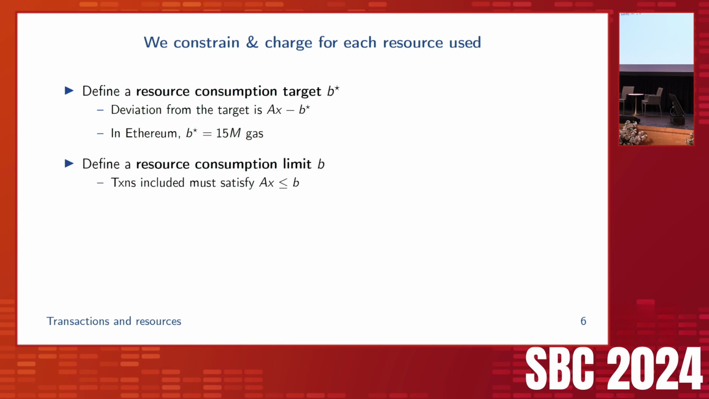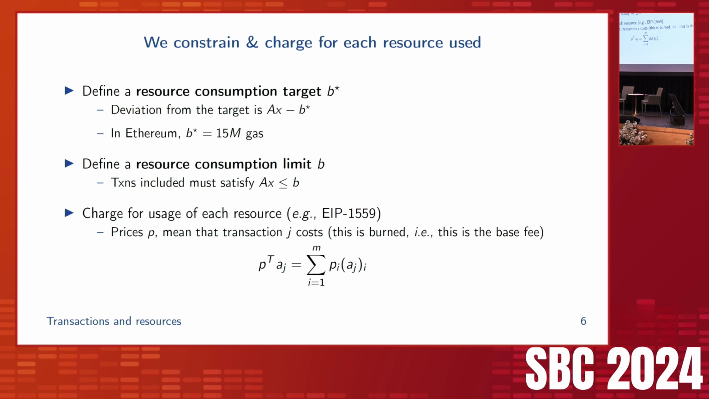We also might have resource consumption limits. So this says there's some maximum size for a particular block. And that means that no block can have resource consumption, Ax, that is greater than b, where b is the limit. And so finally, for each of these things, we want to charge for the amount of resources that's used.